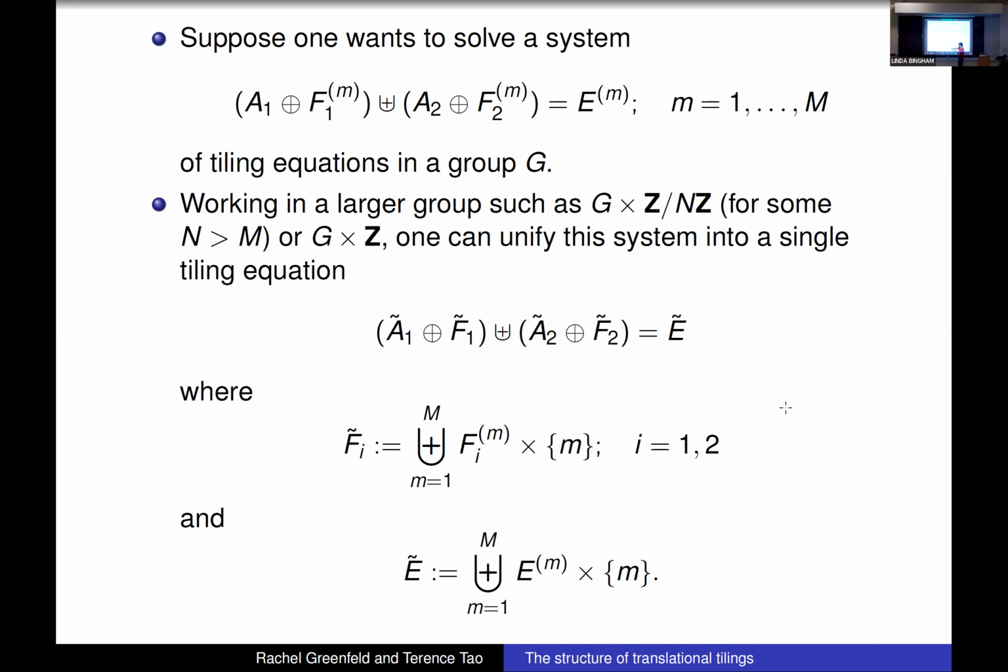You can just put the mth tile on the mth layer of your group and just make a sandwich, okay? And you can create a single tile in this larger group whose slices are the tiles from your original problem. And if you do it correctly, you can check that this single tiling equation in this larger group is solvable if and only if the system of equations in your original group was solvable. And this is a fairly tedious case check. Maybe I'll skip the actual technical details.